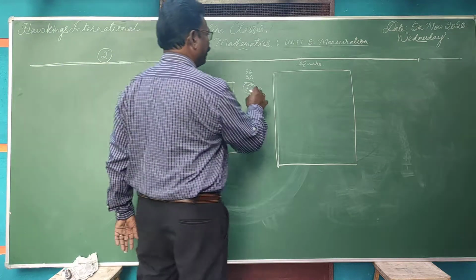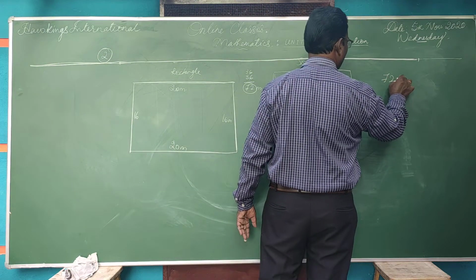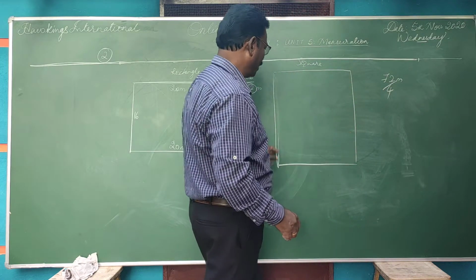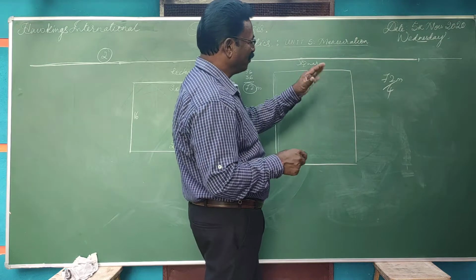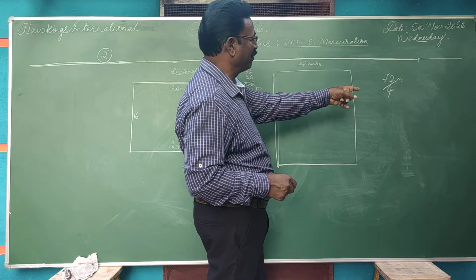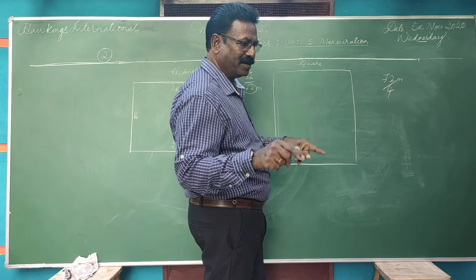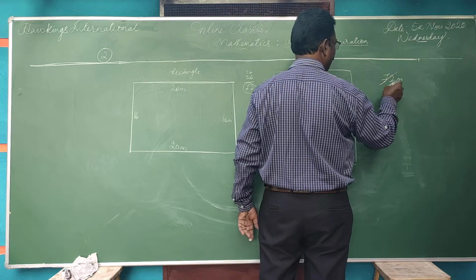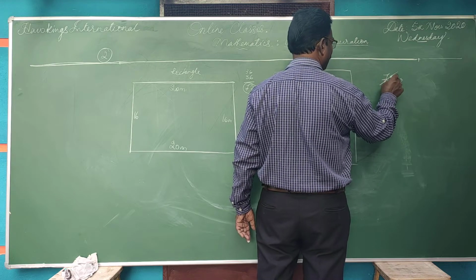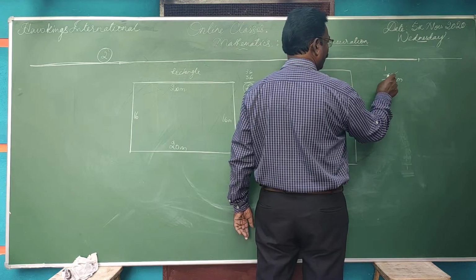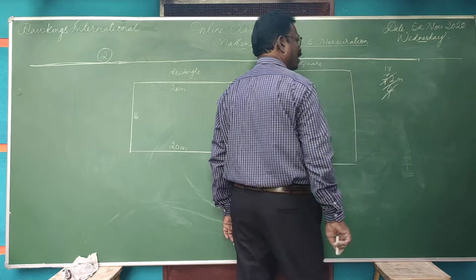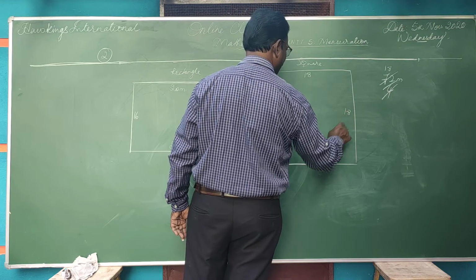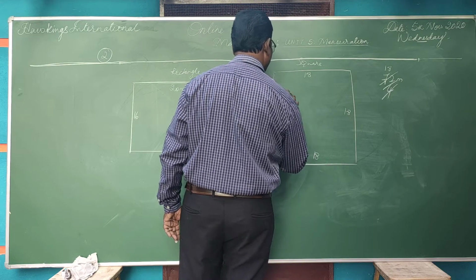Whereas the same 72 meters is divided into 4, because when you make the square, all the sides are equal. You have to divide the whole length of the wire by 4 pieces, then you can make it as a square. So how much 72 goes in 4? 4 goes in 72, 18 meters. So each side is 18 meters, 18 meters, 18 meters, and 18 meters.